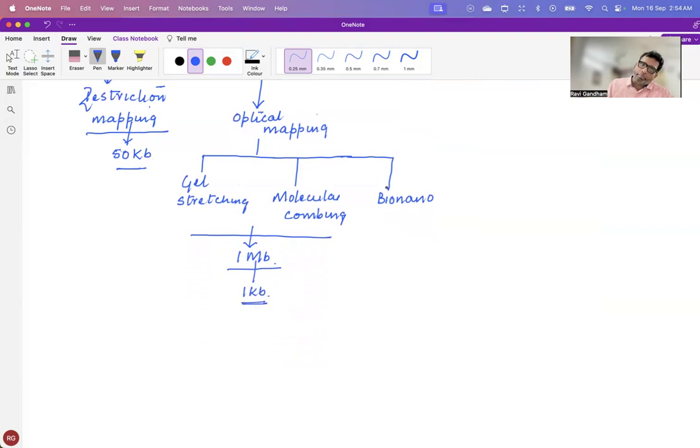Now, bio-nano, being a recent modification of optical mapping, stands out to be the best with a resolution of 500 base pairs. When I talk about resolution, I mean that you can identify two markers clearly within a distance of this much. For example, when I say it is 500 base pairs, you can identify two markers, A and B, clearly within a distance of 500 base pairs using bio-nano.